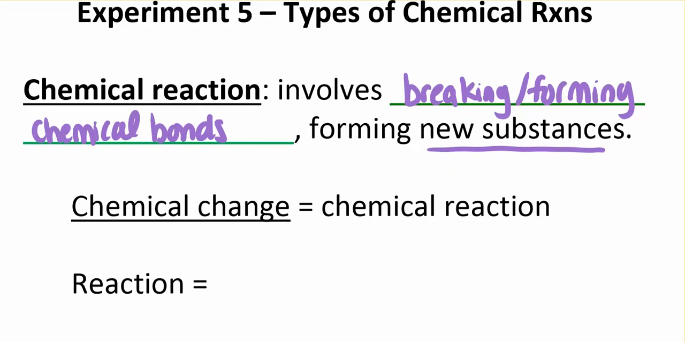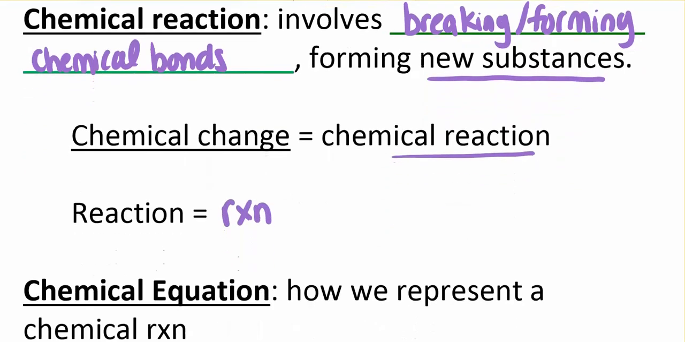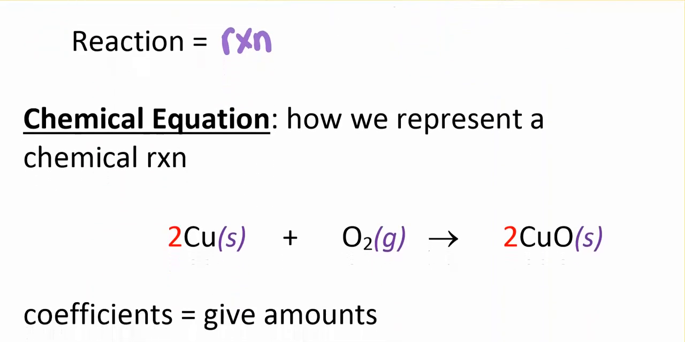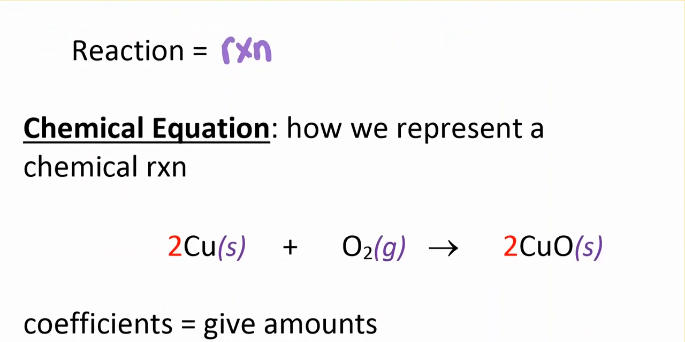A chemical change is the same thing as a chemical reaction. And we abbreviate reaction rxn. That's a very common abbreviation. Let's look at how we represent a chemical reaction with a chemical equation. Here's an example of a chemical equation.